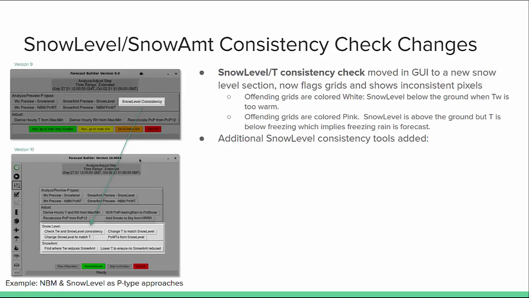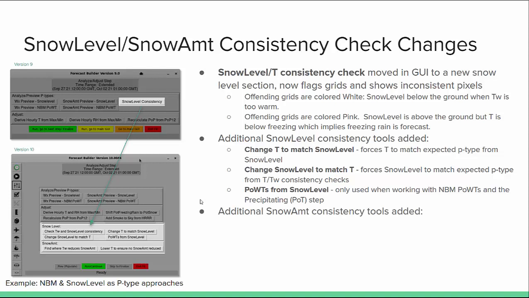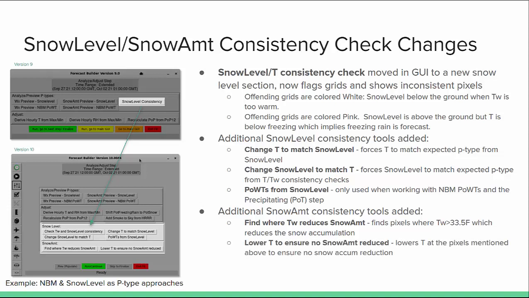Again, we've added some additional snow level consistency tools. These are listed here. Change temperature to match snow level, change snow level to match temperature, the PoPs from snow level, which is a step that only appears if working with NBM probably weather types. We've also added some snow amount consistency tools, such as find where the surface wet bulb reduces snow amount, and where to lower T to ensure no snow amount is reduced. I would like to refer you to the NBM P-type methodology training for more details on all of the tools and the consistency checks mentioned here.